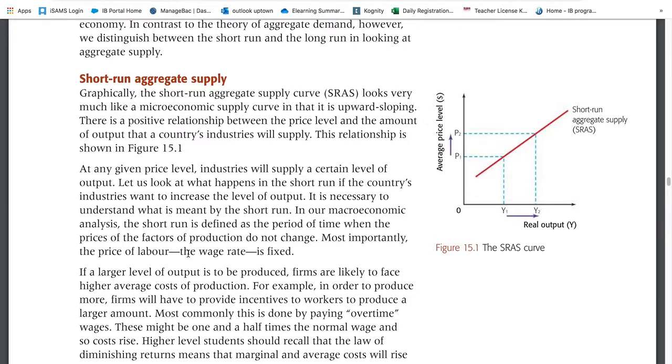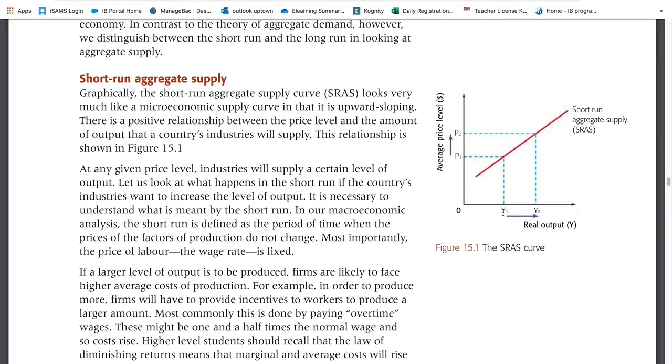This is very similar to what higher level students will remember as the law of diminishing returns. It just means that the marginal and average costs are going to rise as output increases in the short run. So because there are more and more average costs associated with producing, that's why you see this upward facing curve.